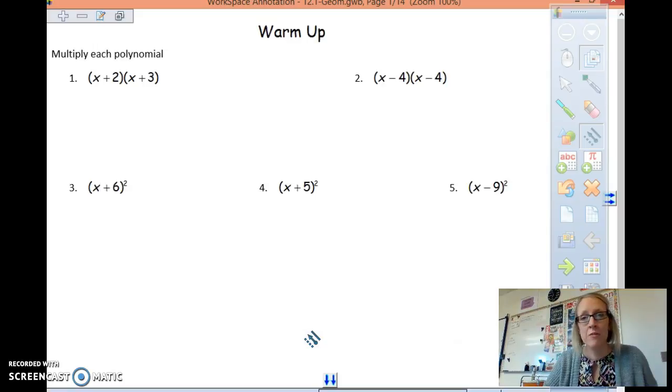I have a short warm-up for you guys. Take a look at these. We're going to use the FOIL method to make sure you don't forget about your insides and your outsides. So if you would pause the video and try maybe a couple of these, the first three, and then I can show the answers in a second.